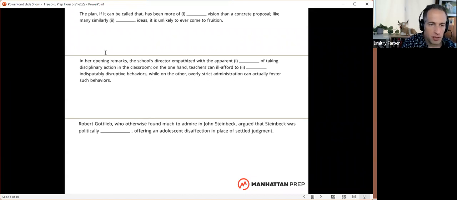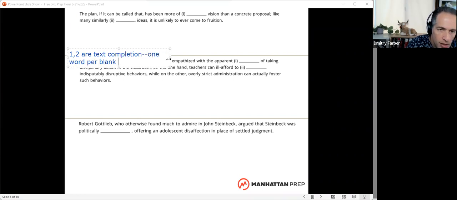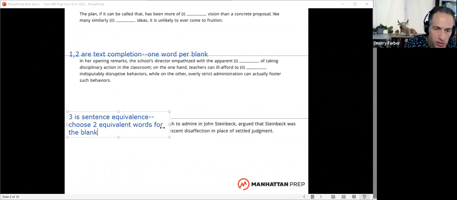These are text completion. 1 word per blank. And then 3 is sentence equivalence. You want to choose 2 equivalent words that have same or similar meaning for the blank, right? So it'll have 2 answers.